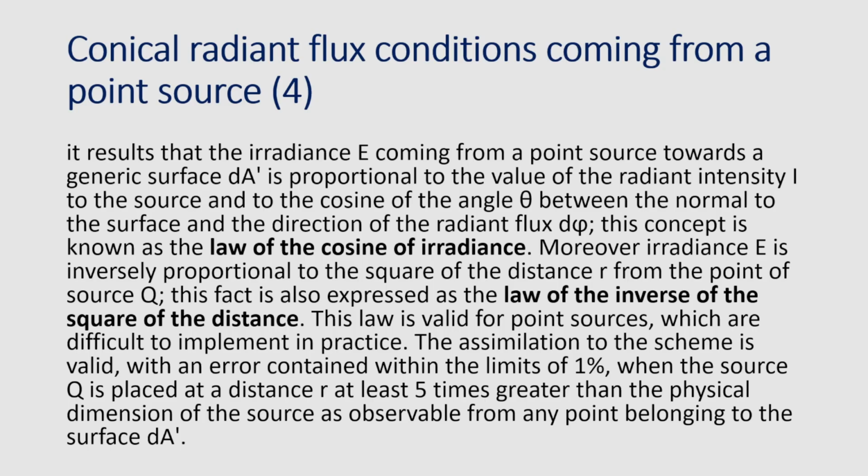This concept is known as the law of the cosine of irradiance. Moreover, irradiance E is inversely proportional to the square of the distance r from the point of source Q. This fact is also expressed as the law of the inverse of the square of the distance. This law is valid for point sources, which are difficult to implement in practice. The assimilation to the scheme is valid, with an error contained within the limits of 1%, when the source Q is placed at a distance r at least 5 times greater than the physical dimension of the source as observable from any point belonging to the surface dA.